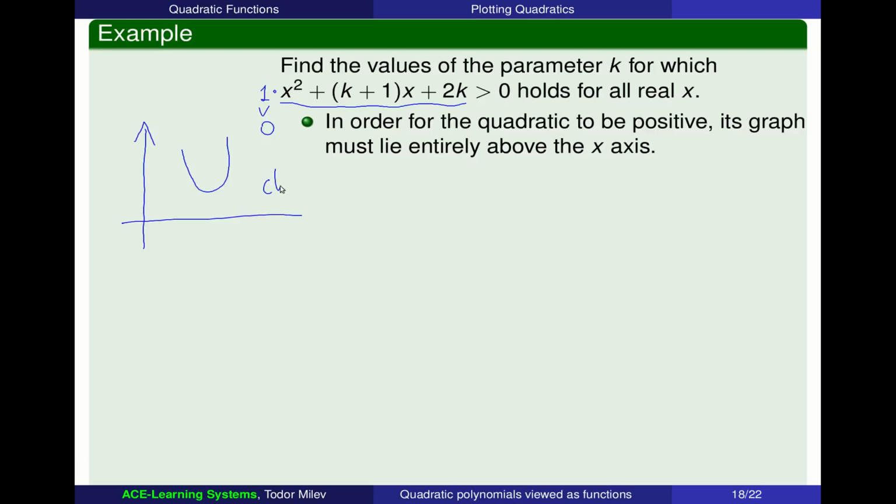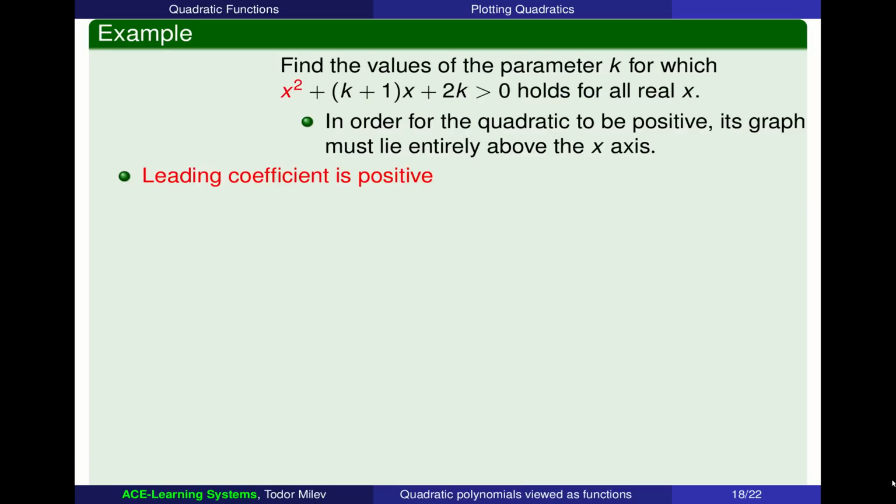So can I choose k so that the graph of my parabola lies entirely above the x-axis? That's what the problem is about. The leading coefficient is positive, as already discussed, so the graph opens up. So our picture is going to be something like this.